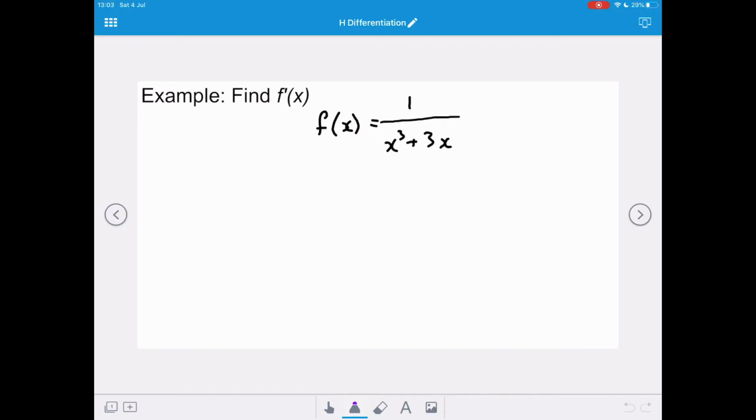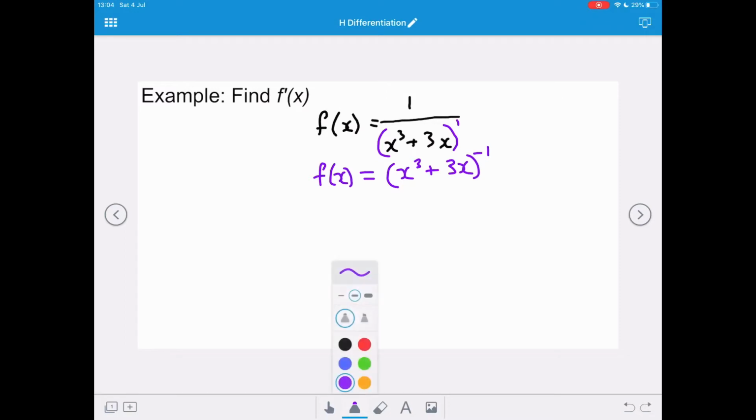In our final example, we want to find the derivative of the function of x. Our function of x this time is 1 over x cubed plus 3x. Remembering the divide by line means that there's brackets around the numerator and the denominator, and our bracket will be to the power of 1. So to write it in a way that we can differentiate it, we're going to make that a negative 1 power, and so our function f(x) equals (x³ + 3x) all to the power of negative 1. And our inside function this time is x³ + 3x.